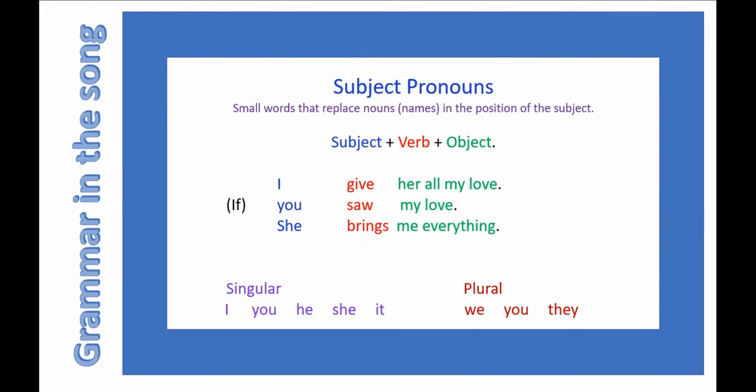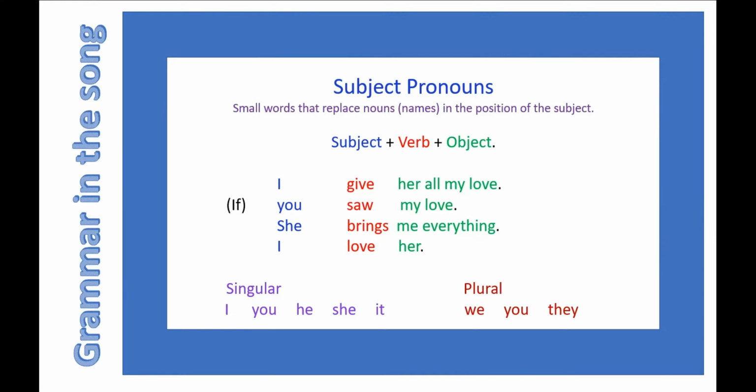Then we have, "She brings me everything." This is another example in which the subject is a woman, she. She is the person who brings me everything. And finally we have, "I love her." I am the person who loves her.